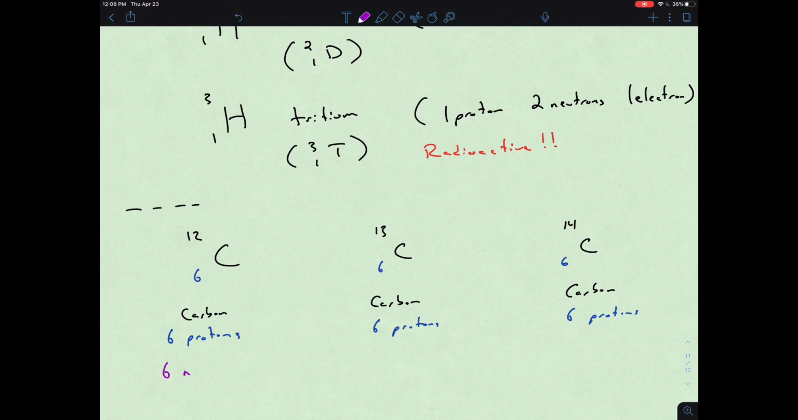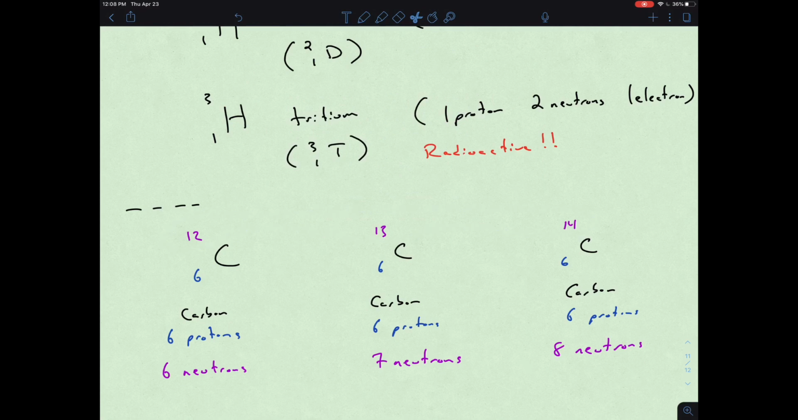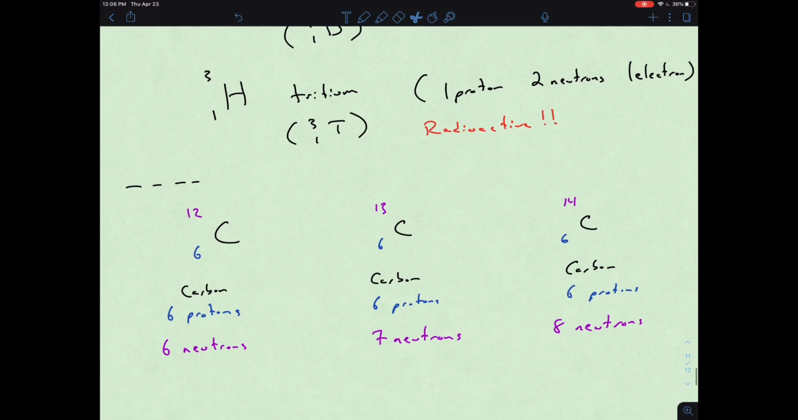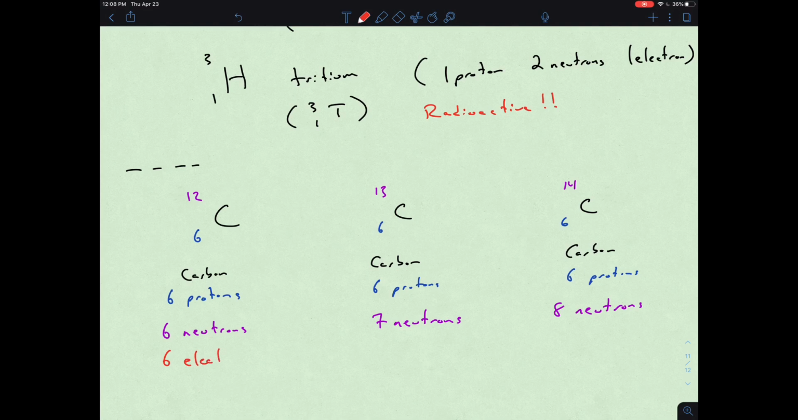Here we would have 6 neutrons, while here 7 for C13, and then 8 for our C14. So that's how you can develop the different numbers of particles that are there. In all of these cases, we would have the same number of electrons. And again, that comes from the neutral idea of the element.